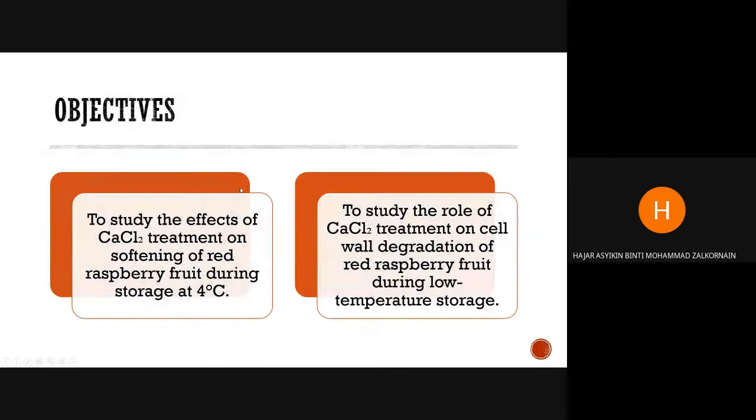What are the objectives of this study? The first is to study the effects of calcium chloride treatment on softening of red raspberry fruit during storage at 4 degrees Celsius. The second is to study the role of calcium chloride treatment on cell wall degradation of red raspberry fruit during low temperature storage.